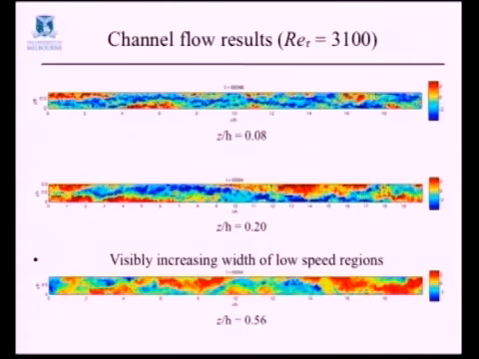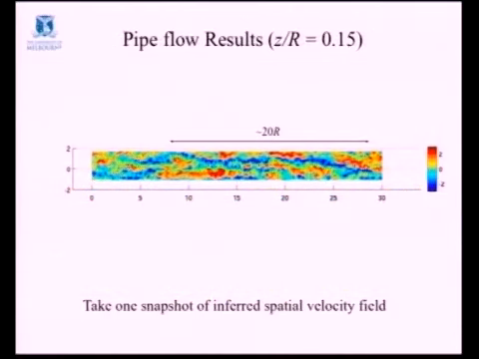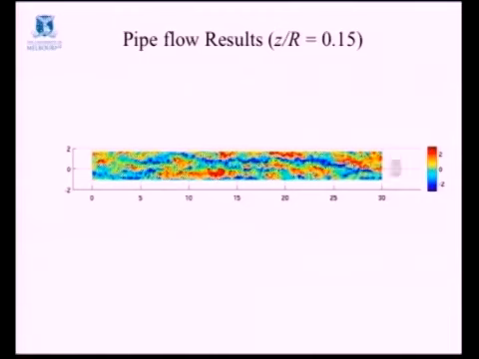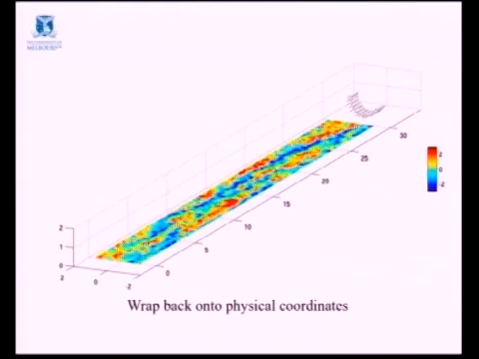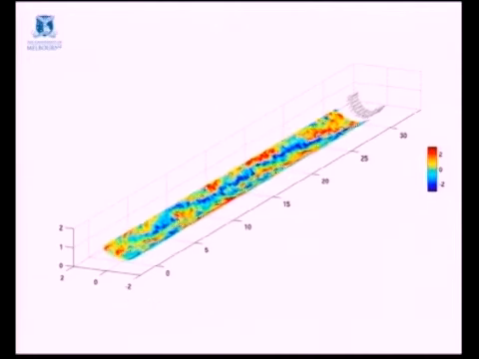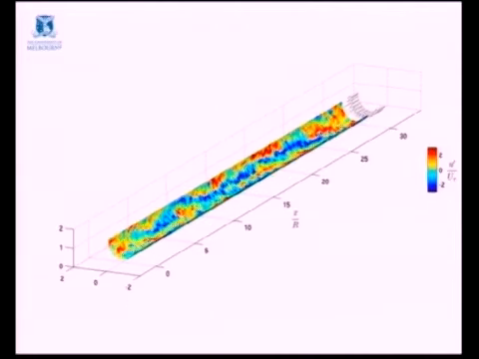As we move away from the wall in the channel, we see things get a bit wider. We still see the structure. We still see the long features, even quite a long way from the wall, out to halfway to the center line. And things seem to get wider as we go out. For the pipe case, I'm showing you a 2D version here. We see a similar kind of thing, but it's a little more interesting.